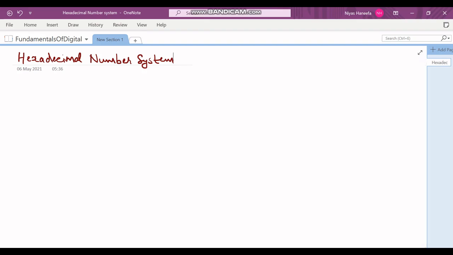Good morning, everyone. So today we are going to discuss the hexadecimal number system. The reason being, in the course on microcontrollers, or whenever you are dealing with assembly language programming, you are always going to deal with the hexadecimal number system. In the case of the hexadecimal number system, the base is 16.